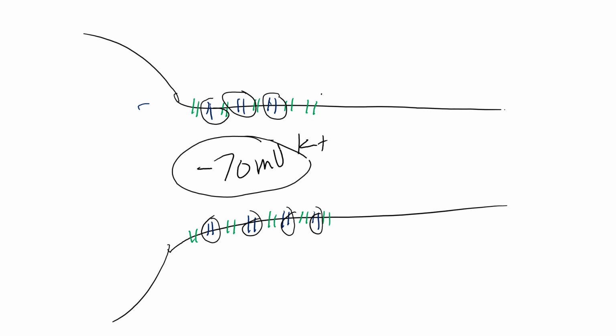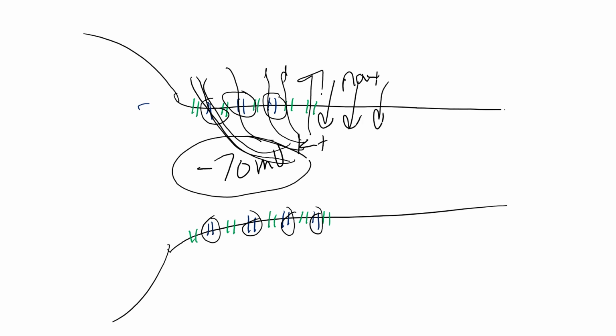That means at -70, since potassium is leaving at a greater rate than it normally would because of these extra doors, it's still leaving at a greater rate than sodium is coming in through its leak channels. And if potassium is leaving at a greater rate than sodium is coming in at -70, usually it wouldn't be, but because of these extra channels being open, it is.